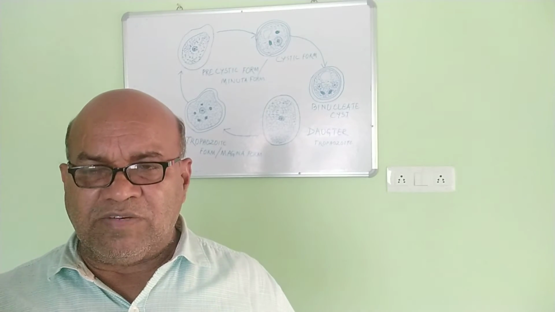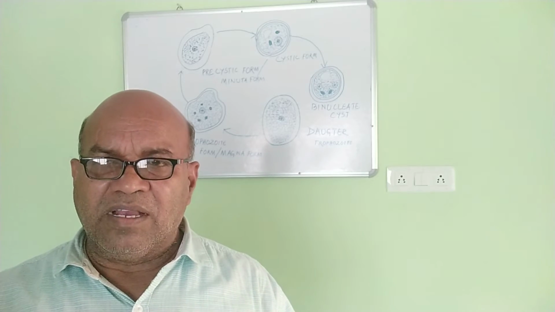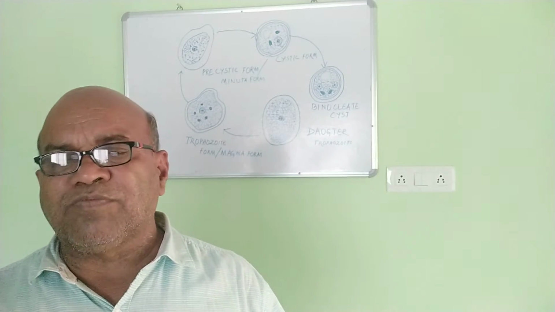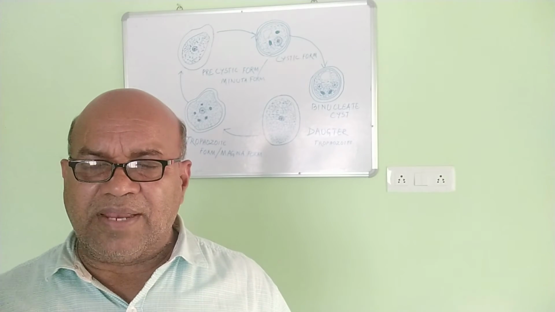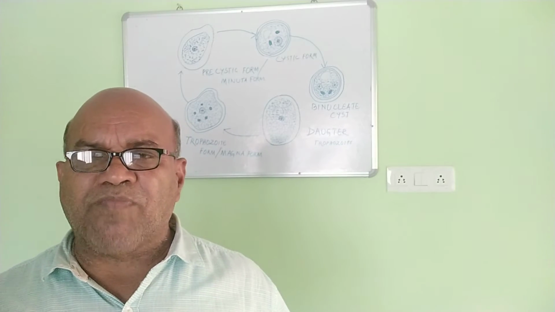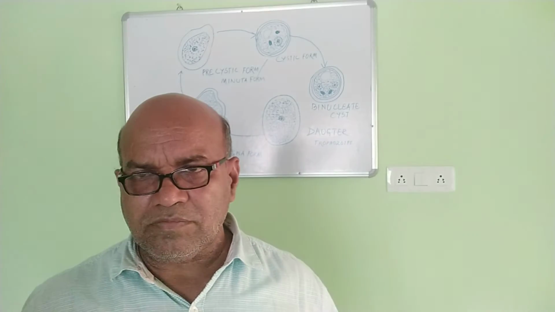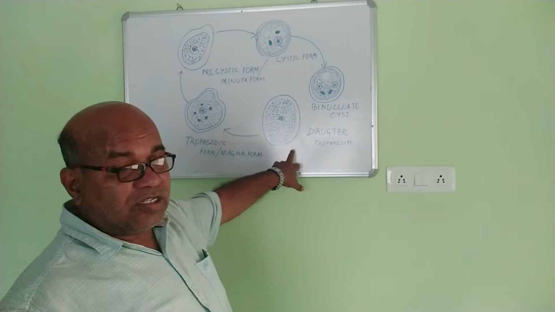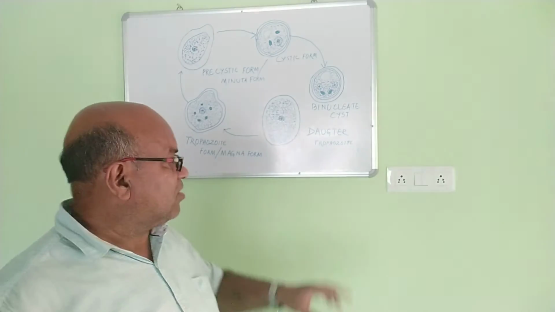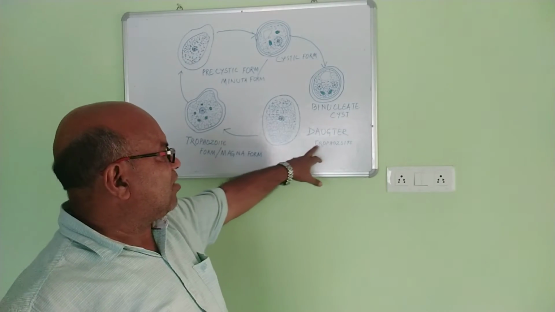Initially, the nucleus is divided, which is called karyokinesis. Then it is followed by cytokinesis. After the completion of cytokinesis, two daughter cells must be formed from the mother cell. Select only one daughter cell from the asexual reproduction, which is called the daughter trophozoite.